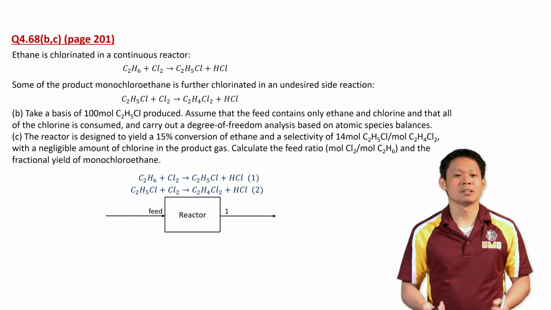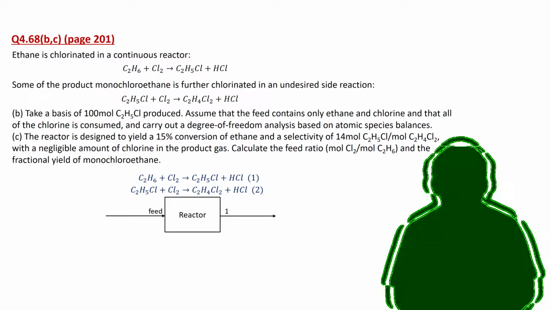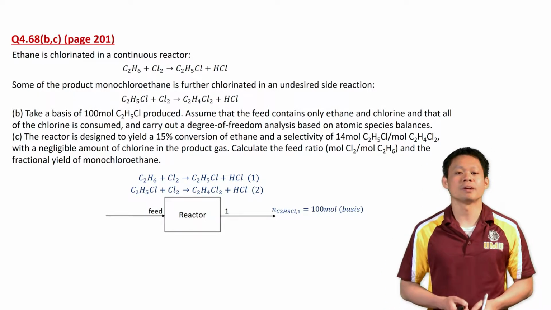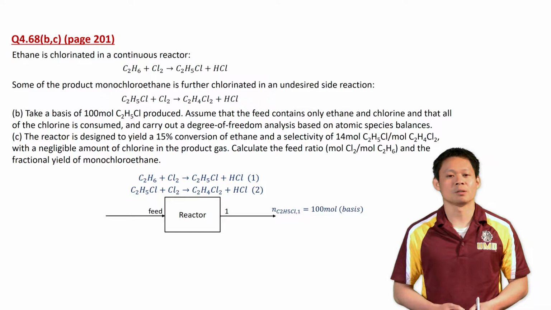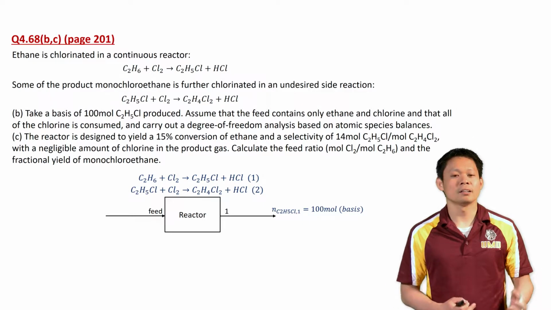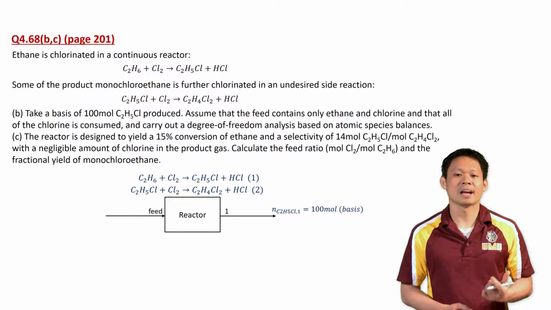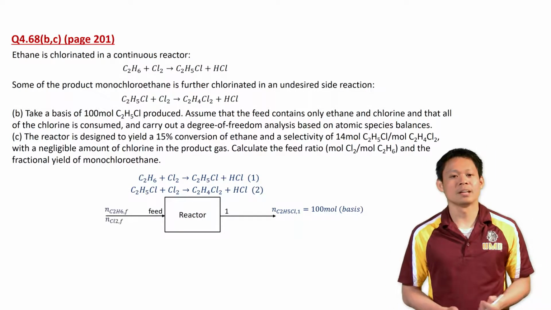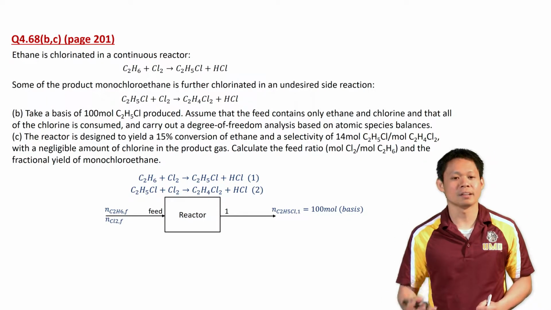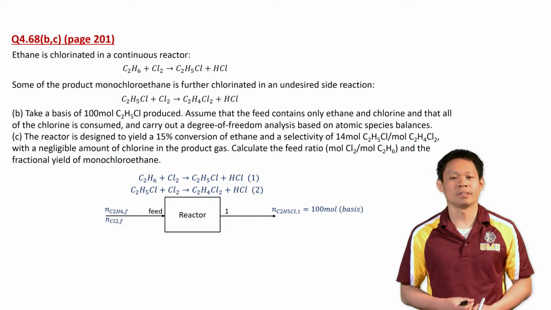We know we have a basis of 100 moles of C2H5Cl produced, so that's on stream 1. So number of moles of C2H5Cl in stream 1 is 100 moles, that's our basis. And it turns out that's the only piece of information given to us in part B. The other thing that we know is that the feed contains only ethane and chlorine. So we can label our ethane and chlorine in terms of the actual number of moles: number of moles of ethane, number of moles of chlorine in the feed.